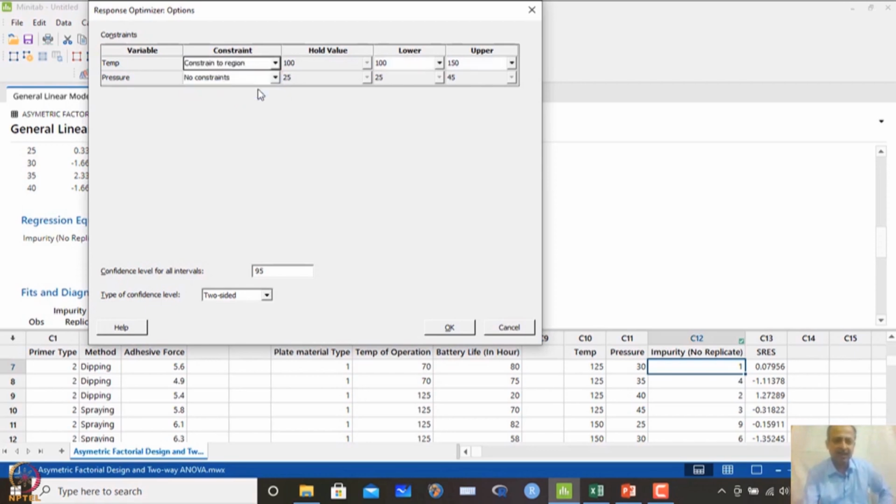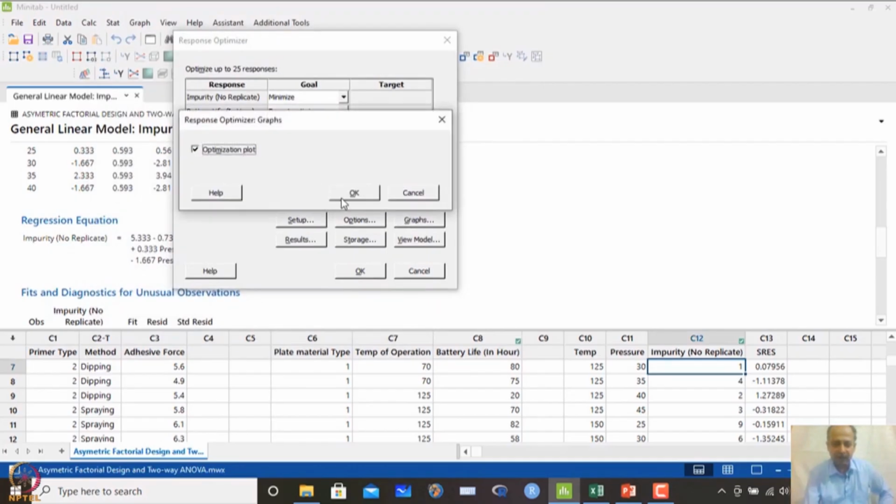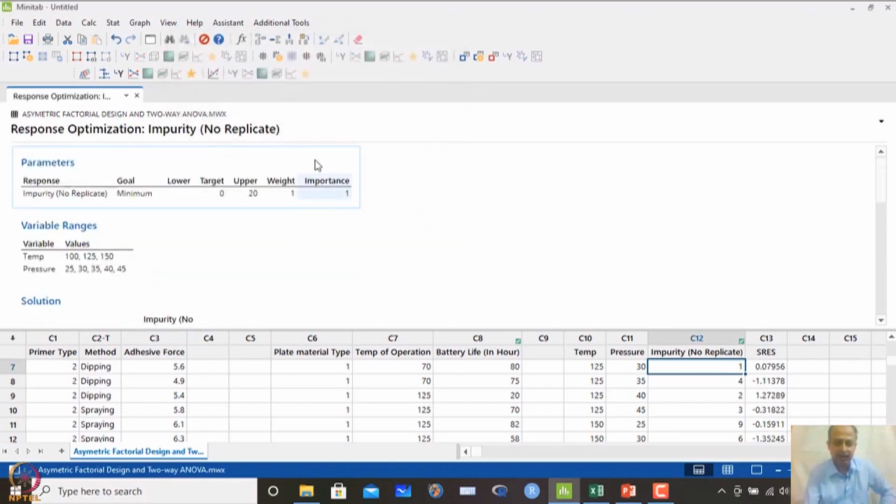So, I can say constrain to the region. Within the region of experimentation, let us constrain to the region over here. In this case I will click OK, and graphically, if you want to see, an optimization plot will be given, and if you want to store something we can store, and then we click OK. What will happen is that it will give you a best combination.